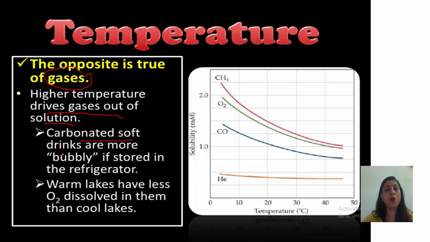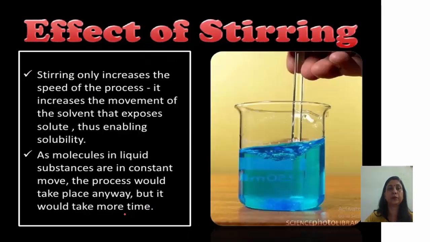Carbonated soft drinks are more bubbly if stored in the refrigerator. You must have seen that if you have a chilled cold drink, it gives a more tangy sensation and is bubbly, whereas if it is kept outside, you do not enjoy it as much. Why? Because in a carbonated soft drink kept outside at room temperature, the gas is expelled out. This bubbly sensation is given by the gas which is mixed in the solvent. Warm lakes have less oxygen dissolved in them than cool lakes.